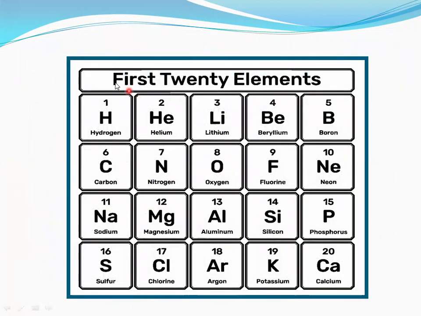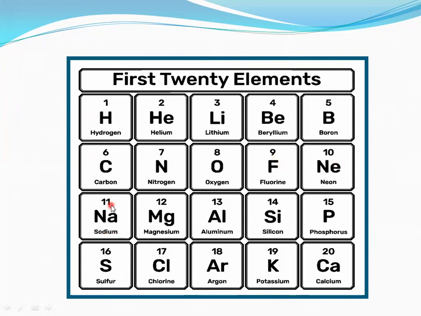Observe this diagram. Here the atomic numbers of the first 20 elements are represented. Hydrogen, atomic number 1, having 1 proton inside the nucleus. Helium, atomic number 2, having 2 protons inside the nucleus. Lithium, atomic number 3, having 3 protons inside the nucleus. Beryllium, atomic number 4. Boron, atomic number 5. Carbon, atomic number 6. Nitrogen, atomic number 7. Oxygen, atomic number 8, means 8 protons present inside the nucleus. Fluorine, atomic number 9, 9 protons present inside the nucleus.